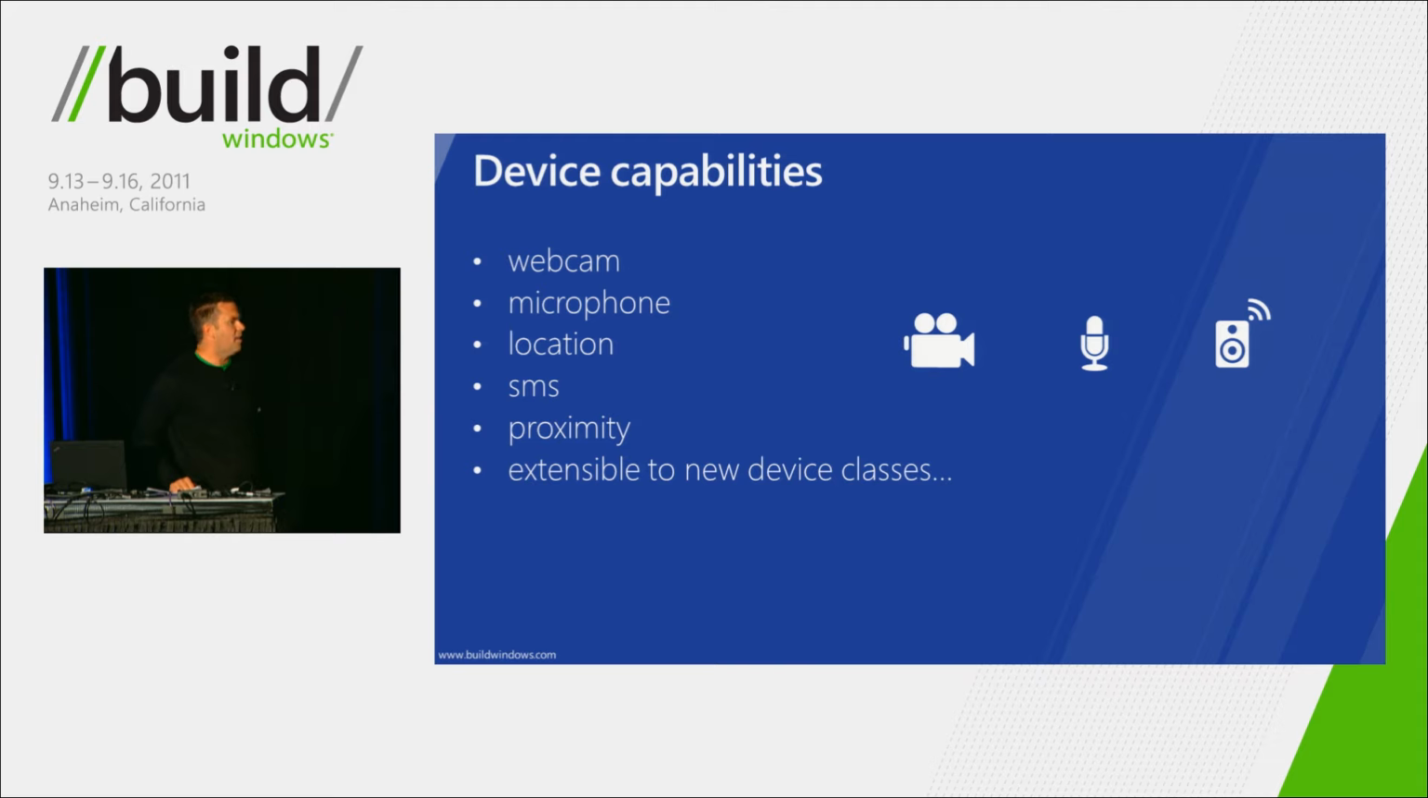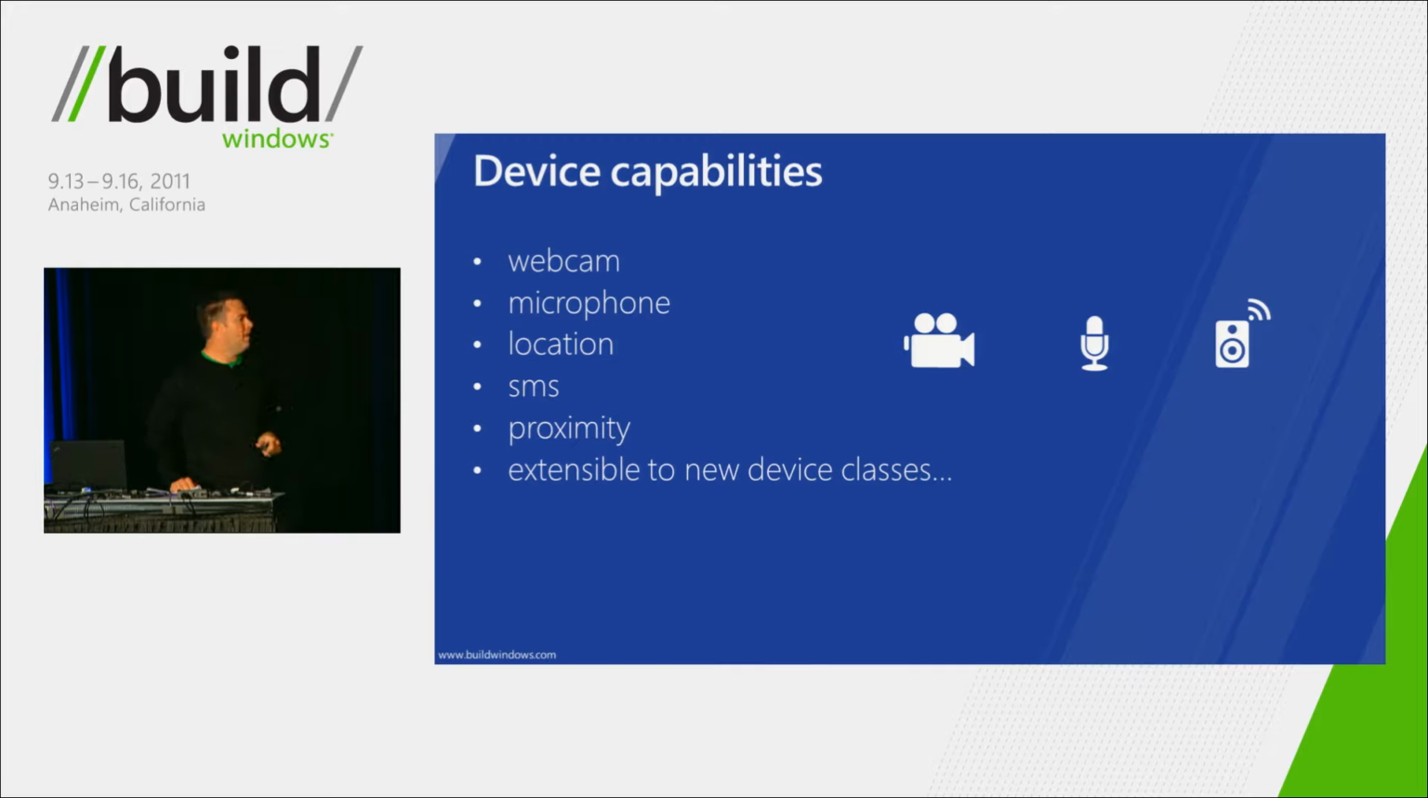This capability model is extensible by the GUID mechanism for new classes of devices. So if a hardware manufacturer comes out with a new device, they give you the GUID, and you're able to build apps that make use of that particular device.